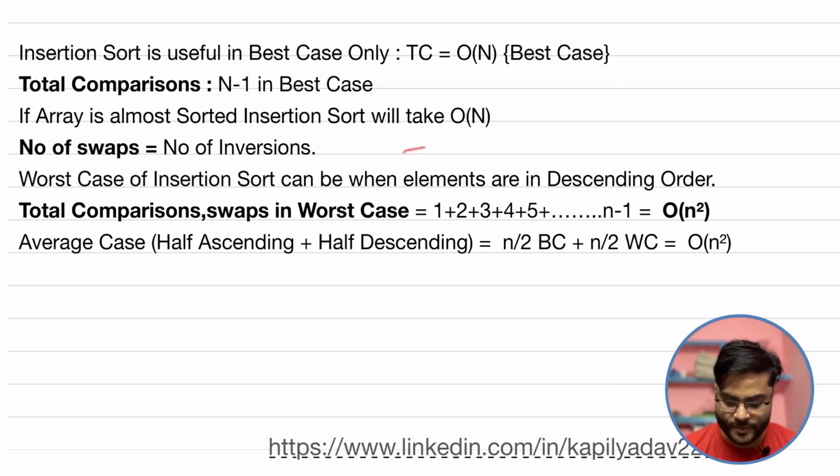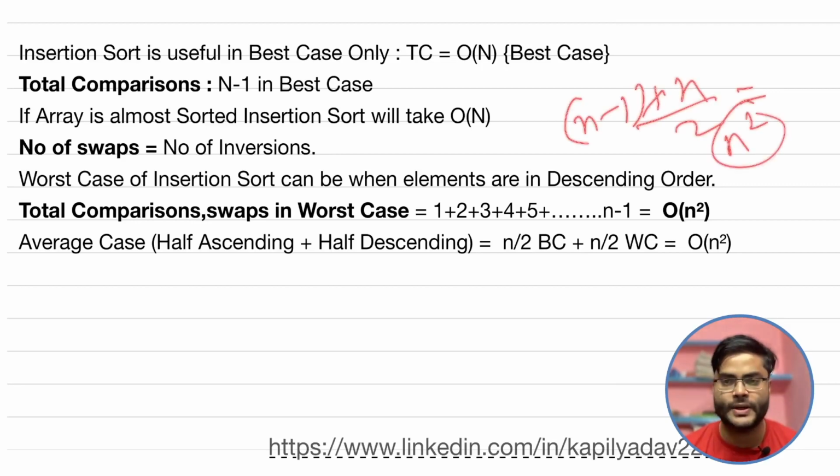So the number of swaps we have discussed. In the best case it will be 0, right? There will be no swap. So for 10, 20, 30, 40, there will be no swap, right? In the worst case, the number of comparisons and swaps will be order of n square, right? Because the first time we will compare 1, then 2, then 3, then 4, till n minus 1. So it will be nothing but n minus 1 into n by 2. So it will be almost order of n square.